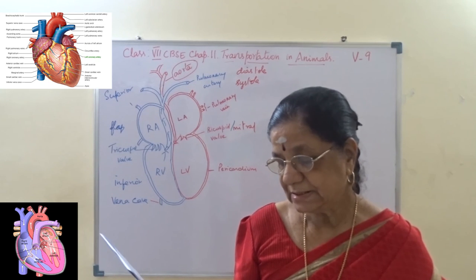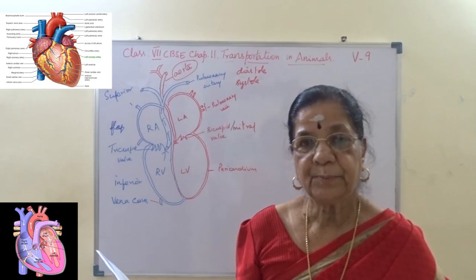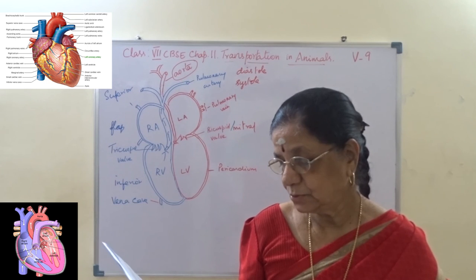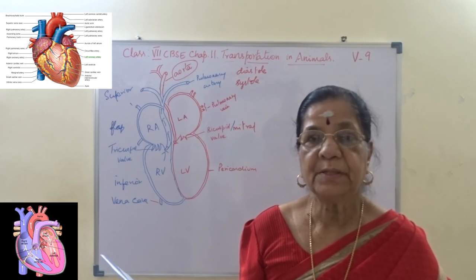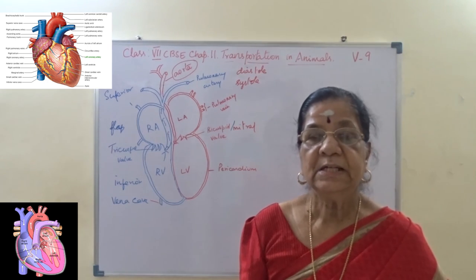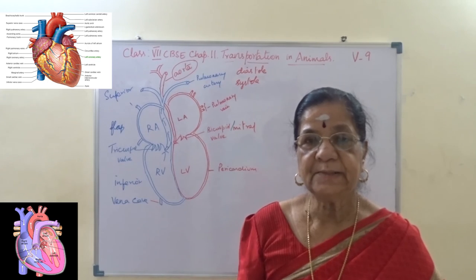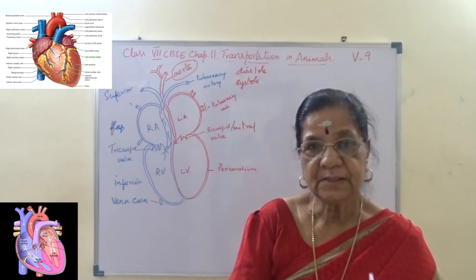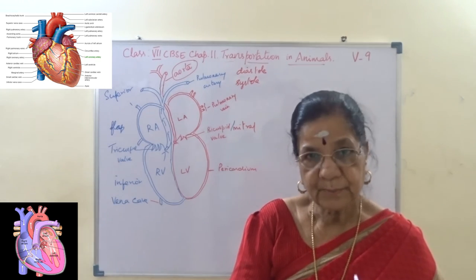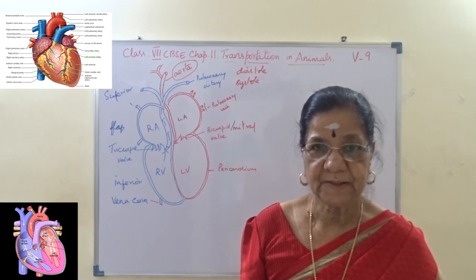So a resting person usually has a pulse rate between 72 to 80 beats per minute. So 72 to 80 times per minute the pulse beat should be there. That is the normal pulse rate for a person.